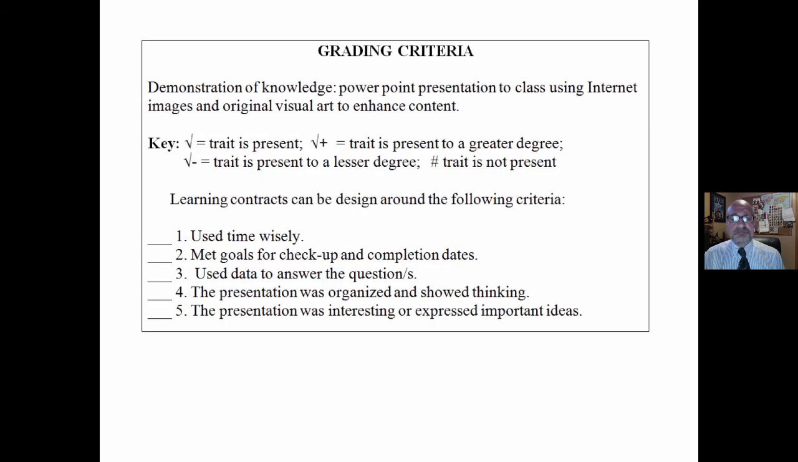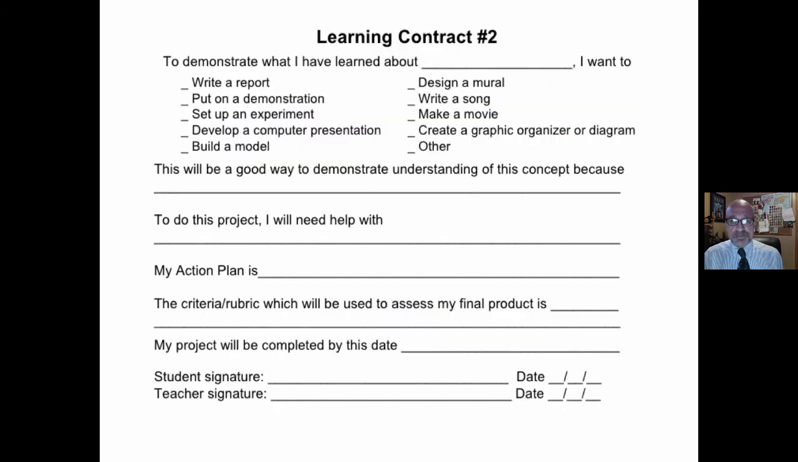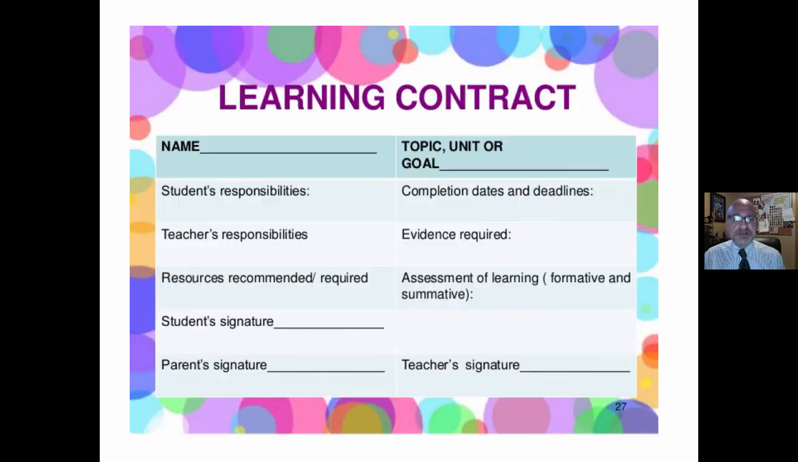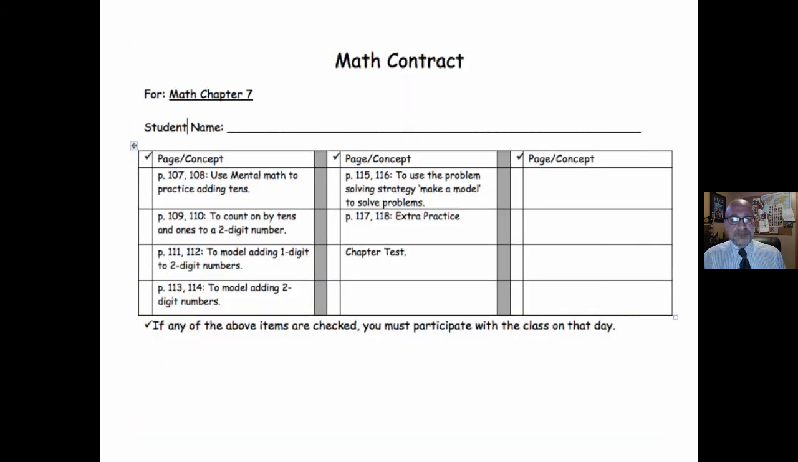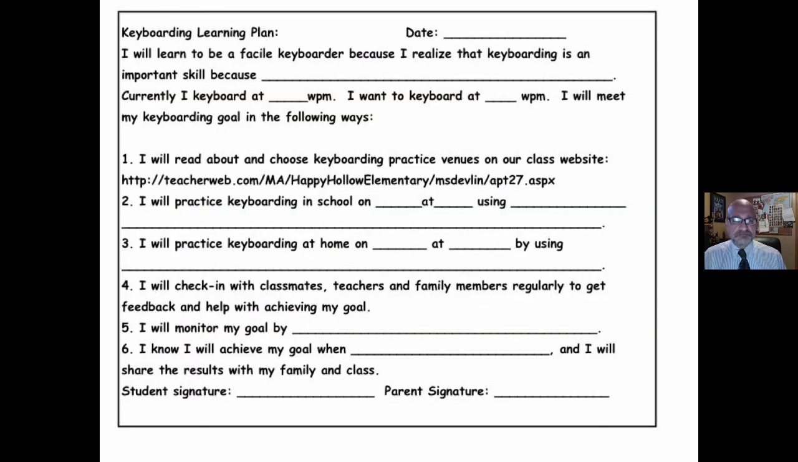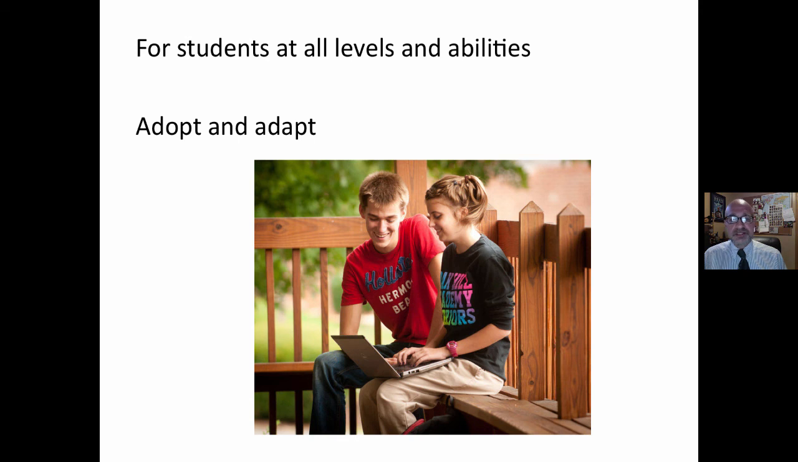Other examples. Learning contract number 2. And you can do a Google search and get a whole bunch of these, but here are just some. And again, it varies. Math contract. And again, it's for students of all levels and abilities. Adopt and adapt.